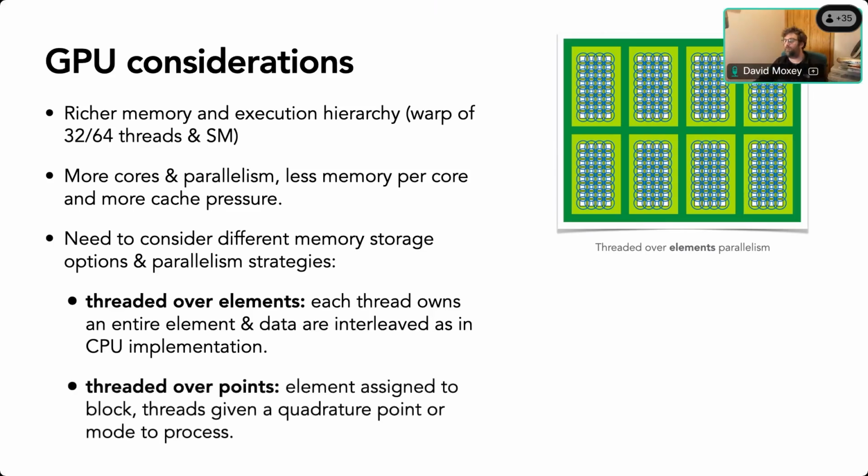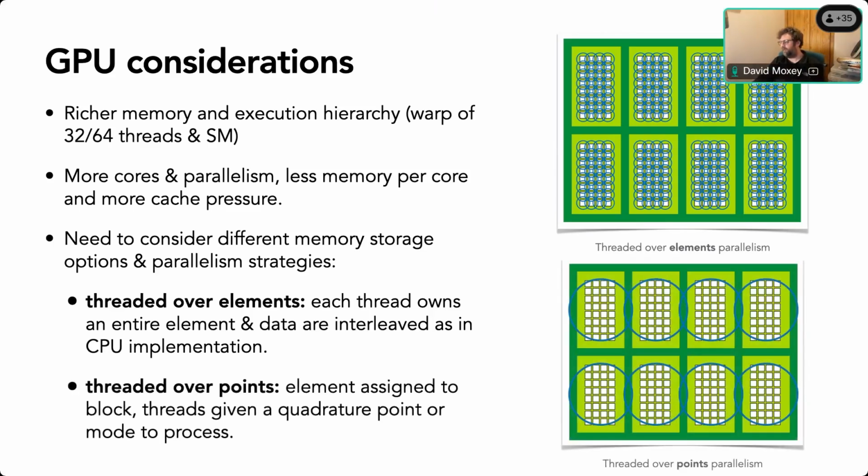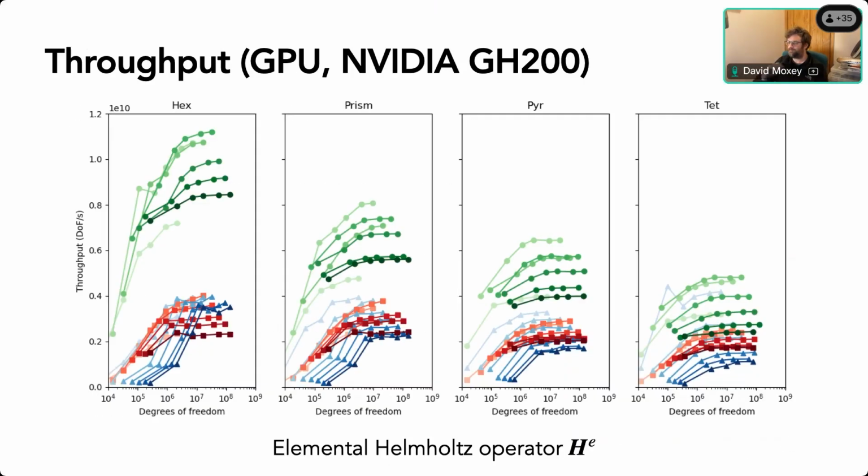The other option is that, at higher polynomial orders, you have quite a lot of work to do for each thread in the top case. So you say, okay, instead I'm going to try and parallelize over the elements themselves. So an element gets assigned to an entire block of threads, and each thread is given a quadrature point or a mode to process, depending on the operator you're interested in.